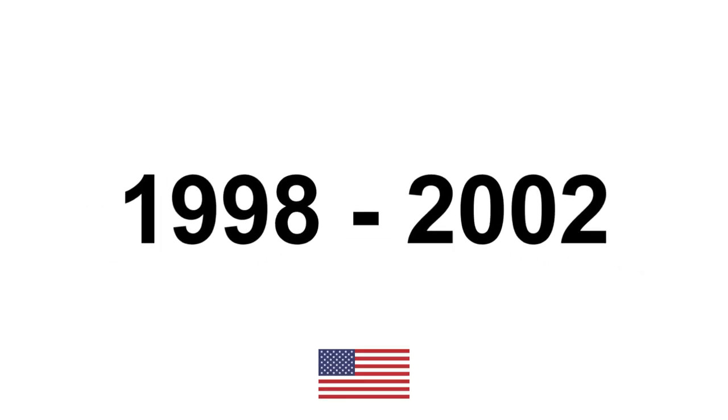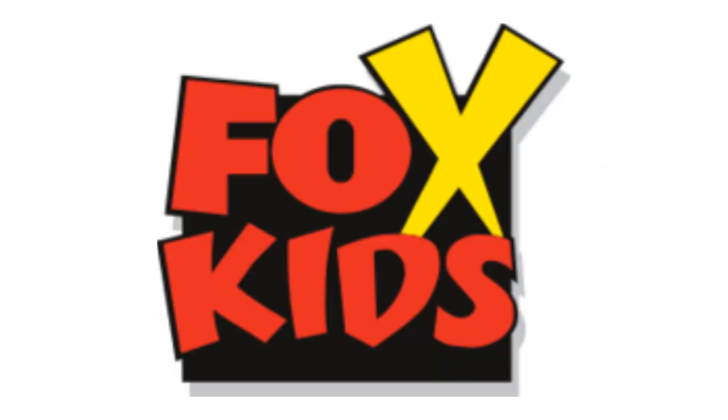1998 to 2002 in America and 1998 to 2005 international, there is a black square, and inside it, there is the word fox in red text on a black outline, but the letter X is formed by two yellow searchlights on a black outline, and under the word fox, there is the word kids in red text on a black outline. Here is a bumper.